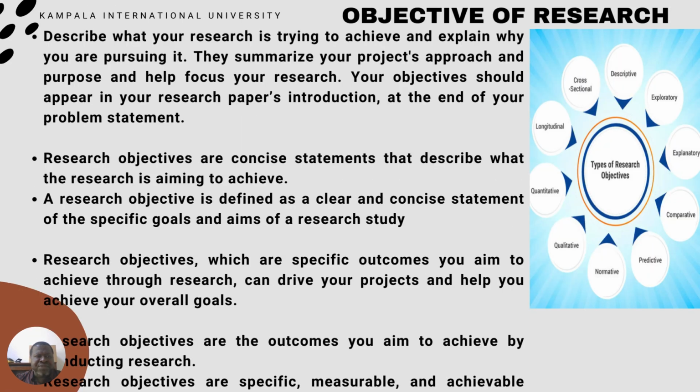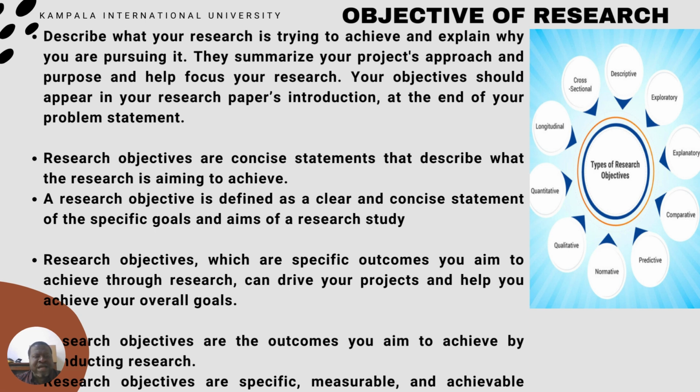Having said that, there is one important aspect of research that is very important we know about, which is the area of objective of research. We cannot embark on any research without establishing what are the objectives of research. Objectives for research are concise statements that describe what the research is aiming to achieve. Research objective is defined as a clear and concise statement of specific goals and aims of a research study. So when you want to embark on any research, you must have set objectives, what you wish to accomplish in that research. That will guide you so that you know your boundaries and know what you are expected to do.